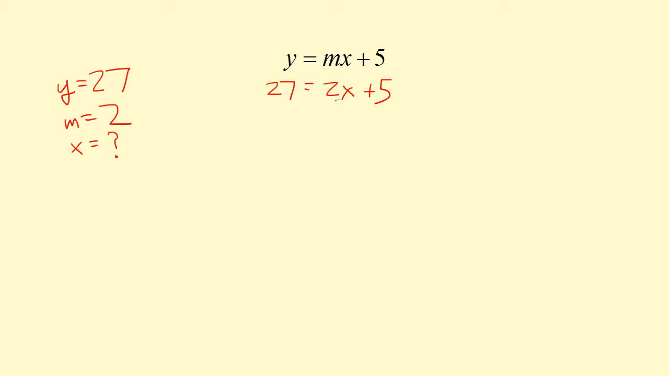And since we have multiplication and addition over here, we're going to undo the addition first because that comes after multiplication in PEMDAS. So I'll subtract 5, and I get 22 equals 2x. I only have one operation left. I'm going to undo that, and I get x equals 11. Okay, so that's similar to what you would have done in part A of this problem.